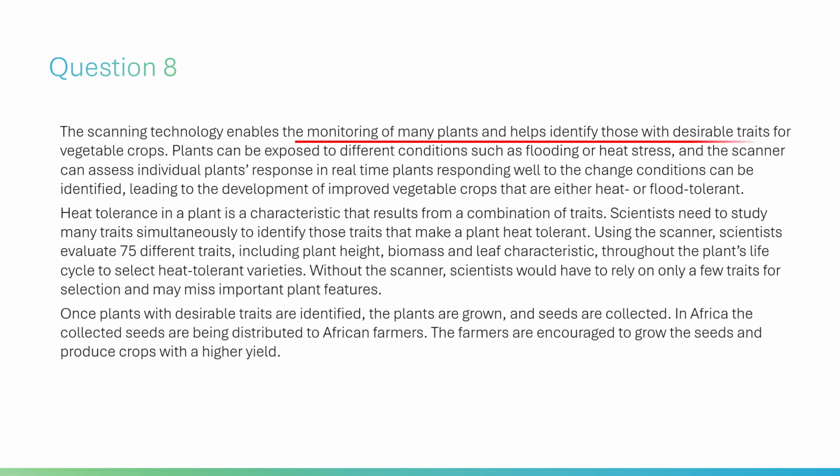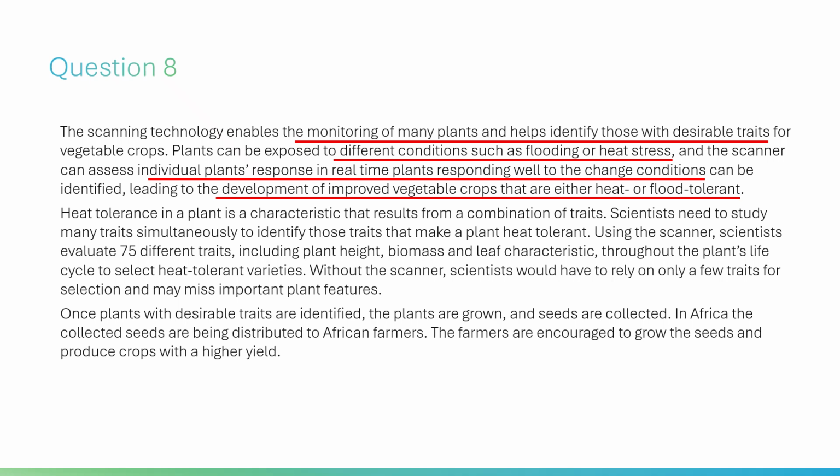The scanning technology enables the monitoring of many plants and helps identify those with desirable traits for vegetable crops. Plants can be exposed to different conditions, such as flooding or heat stress, and the scanner can assess individual plants' responses in real time. Plants responding well to the changing conditions can be identified, leading to the development of improved vegetable crops that are either heat or flood tolerant.